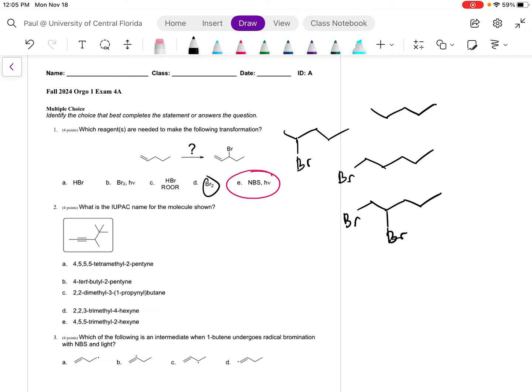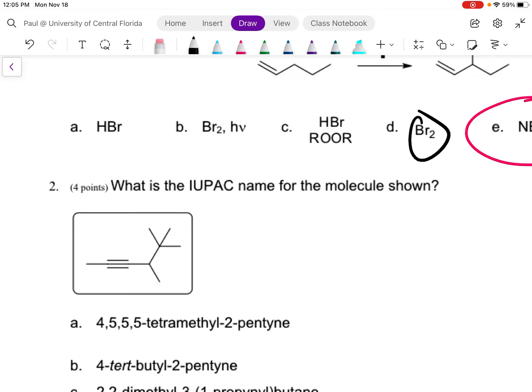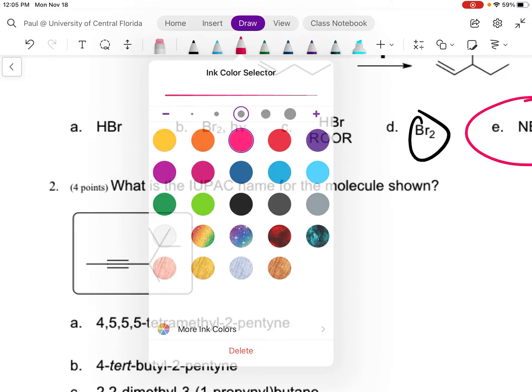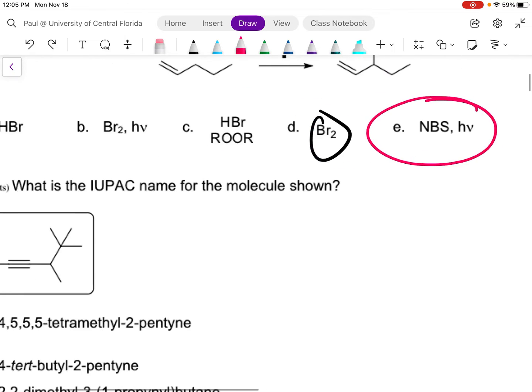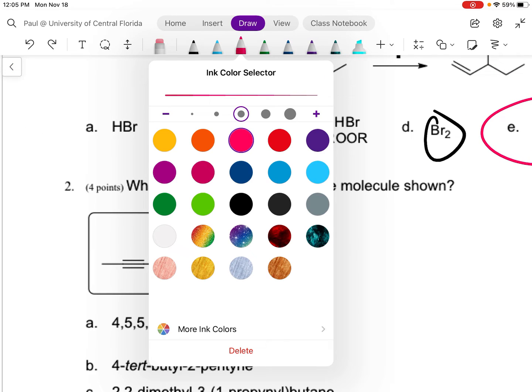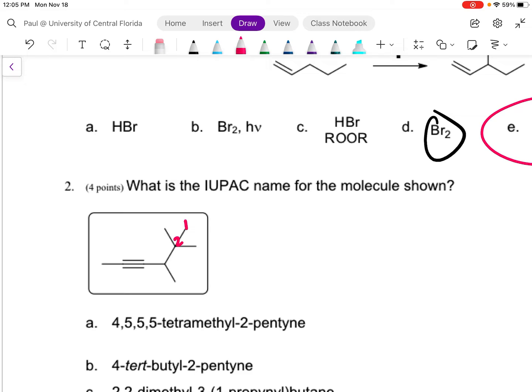So question 2, was the IUPAC name of this species? If we zoom in here, we know that we have to have the alkyne in the longest carbon chain. And so we can trace the longest carbon chain just like that. And how many carbons is there? When we do that, we can number it this way: 1, 2, 3, 4, 5, and 6. So we know our parent name has to have a hexyne.